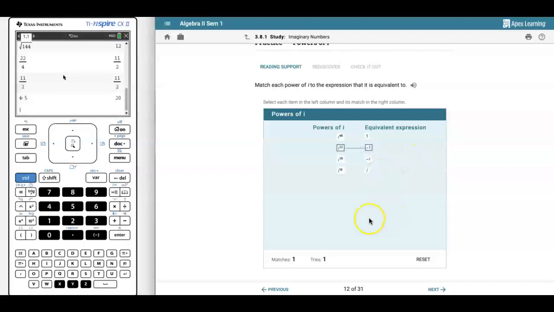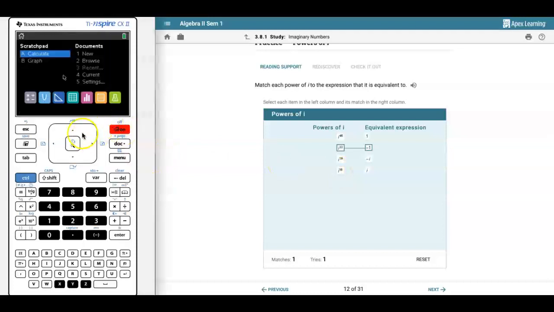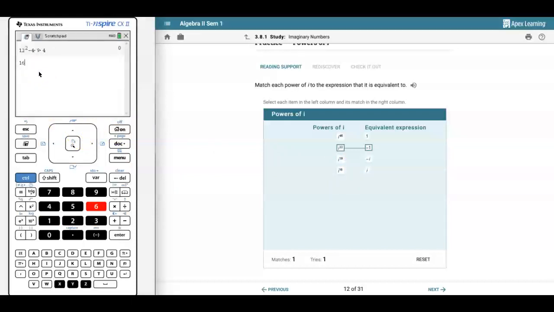All right. Right here, i to the 16th. Well, we know that 16 divided by 4 goes in evenly 4 times, right? And if we're looking at our pattern, i to the 4th is 1. So this guy, i to the 16th, is equal to 1. All right, and you can do the last two there.